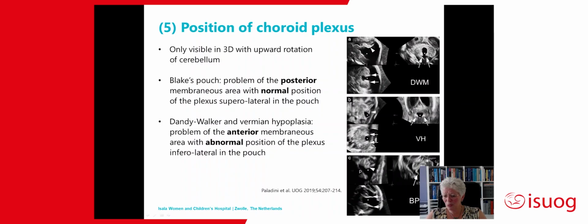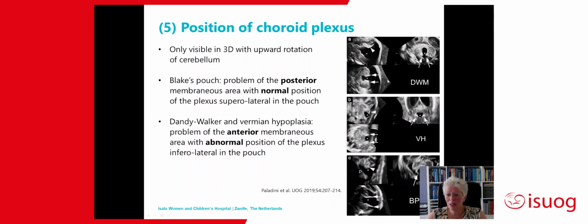Here we can see the persistent Blake's pouch. We can see a 3D volume. This is the sagittal view where we have the vermis, a normal vermis, which is rotated upwards. And if we look at the coronal view or the axial view, you can see here the pouch. And you can see that the choroid plexus is situated a little bit on top of the pouch and a little bit lateral, which is the normal position. So Blake's pouch, a problem of the posterior membranous area with a normal position of the plexus.